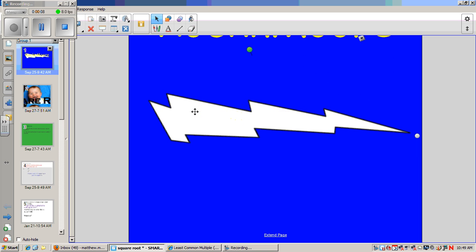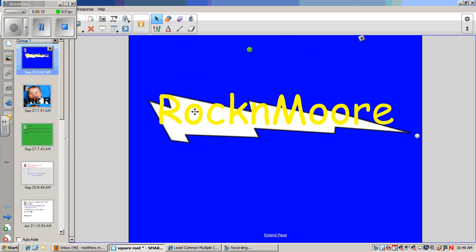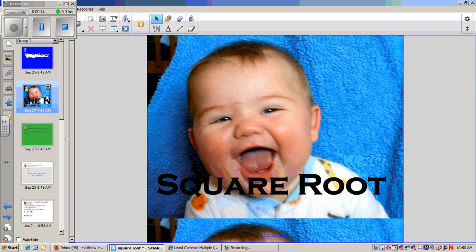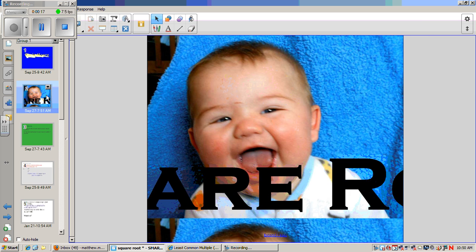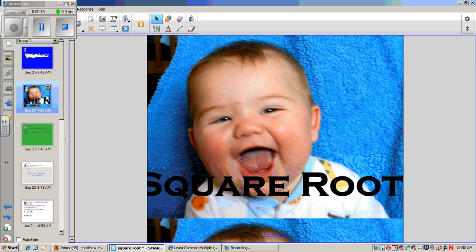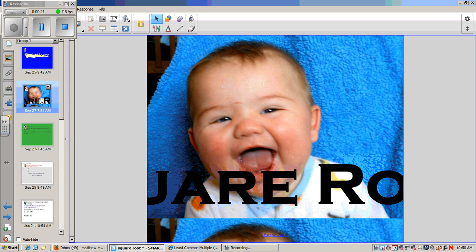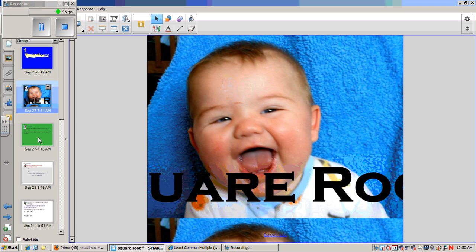All right, well, welcome to another Rock and More production, another great math lesson. And today's lesson is going to be on square roots. So fantastic! You can see how excited my son is in this one. But square roots, otherwise known as unsquaring a number.